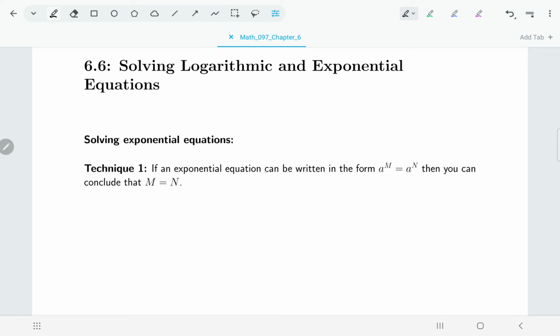The important phrase here is "can be written." It might not be that the equation already has them as one exponential function equal to another, and they might not already be in the form of same bases. But if you can do a little bit of work with your exponent rules to get it into that form, then that's probably the easiest way for you to solve an exponential equation. So let's take a look at some.